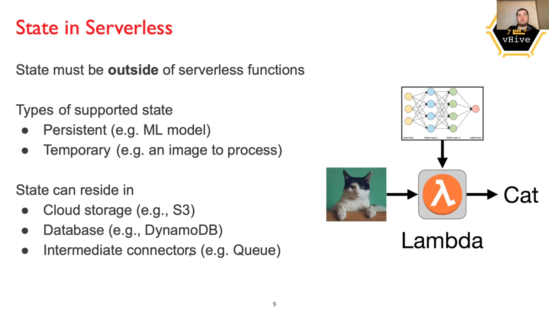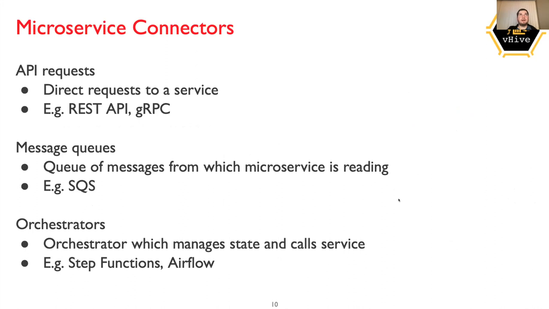Let's take a closer look at the different types of connectors, basically how we can connect Lambdas together and Lambdas with other services. The first option is API requests, for example REST API or gRPC. Next is message queues. And finally, orchestrators, which manage state and call different services.